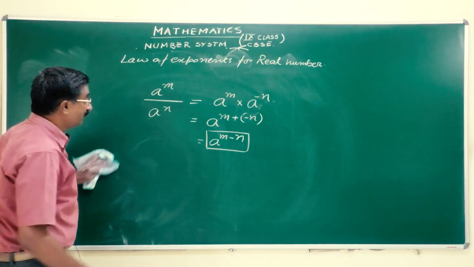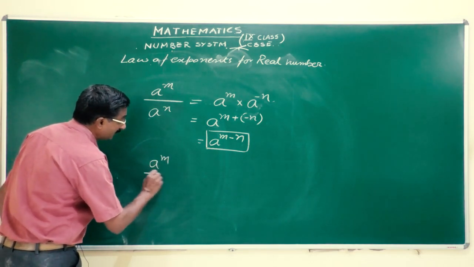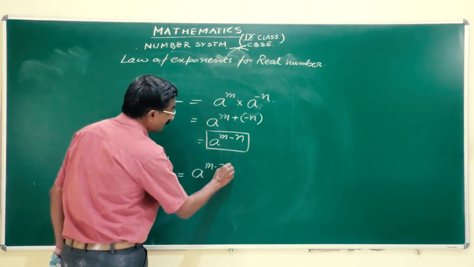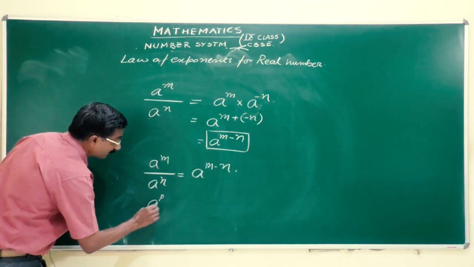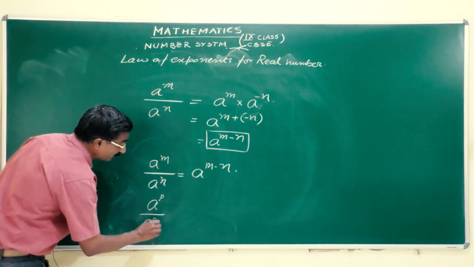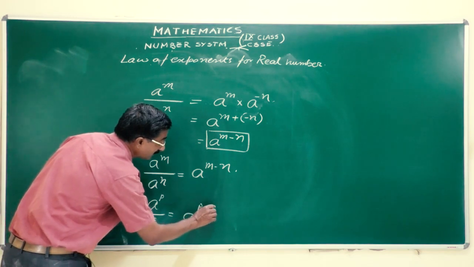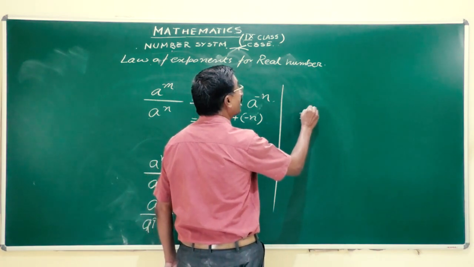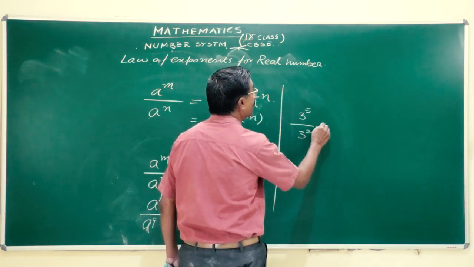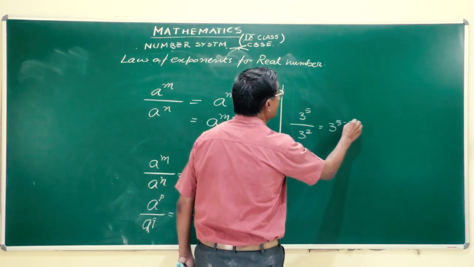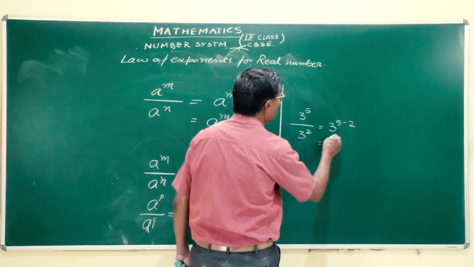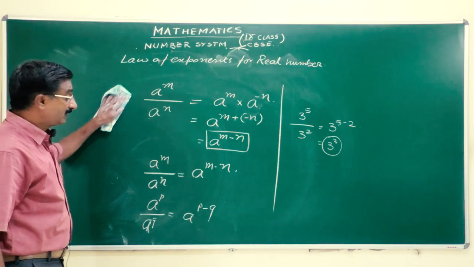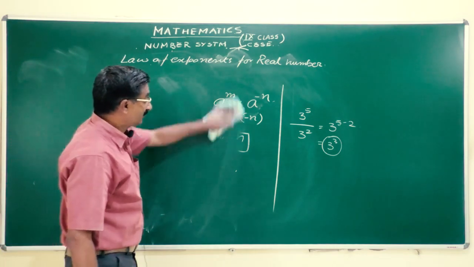So we can say that a raised to the power m divided by a raised to the power n is equal to a raised to the power m minus n, or a raised to the power p upon a raised to the power q is a raised to the power p minus q. Clear? For example, 3 raised to the power 5 upon 3 raised to the power 2. So this is 3 raised to the power 5 minus 2, which is equal to 3 raised to the power 3. Clear? So this is the third identity when the base is common.